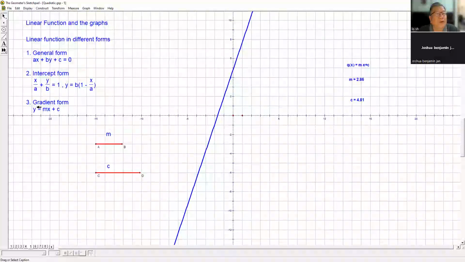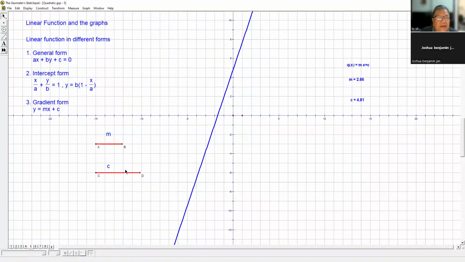Okay, so the equation of the straight line in gradient form has two parameters. The two parameters are M and C. When I say they are parameters, it means I can actually adjust the value of M and C. Now, in this graph here, I'm going to adjust the value of M and C so that you can see how the graph changes with the value of M and C. I start with C first, and afterwards I continue with M.